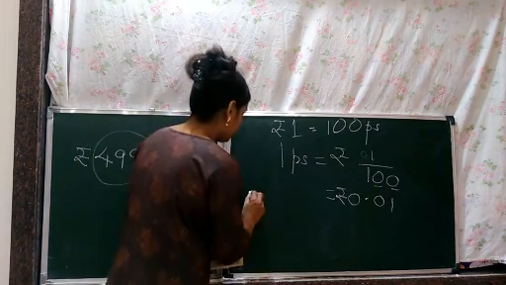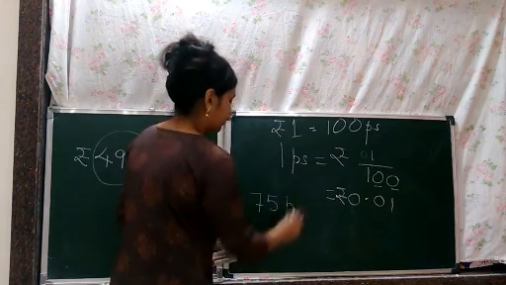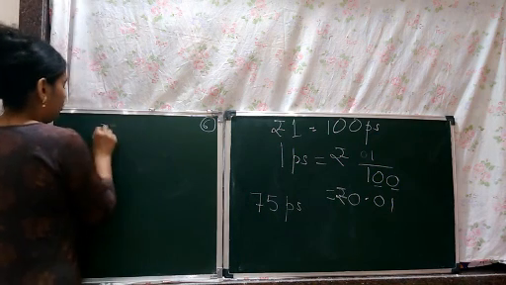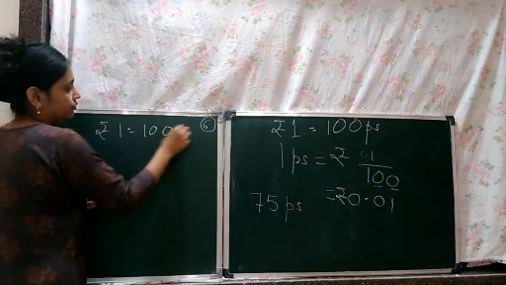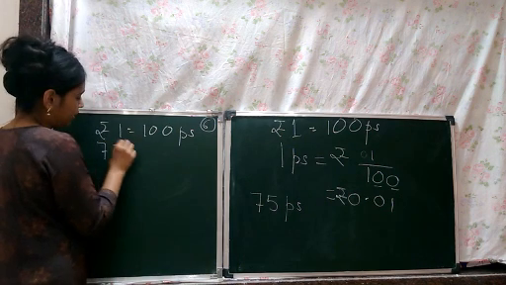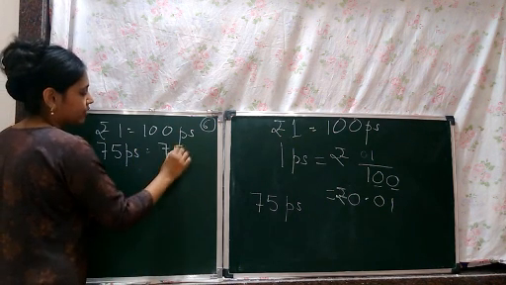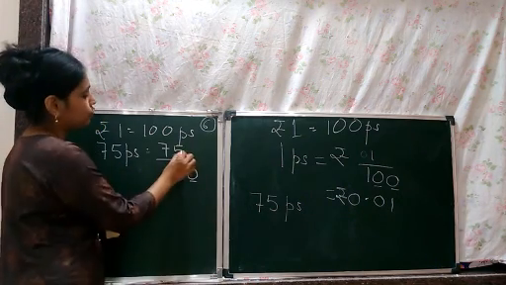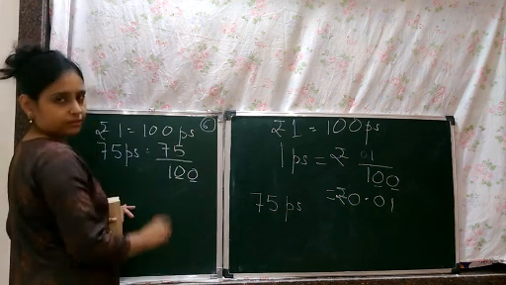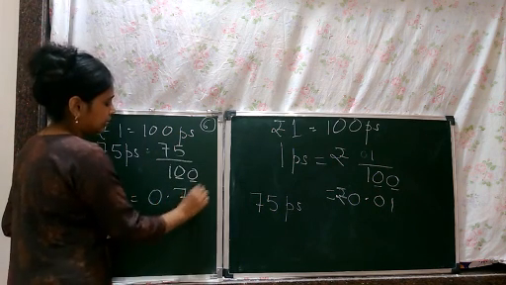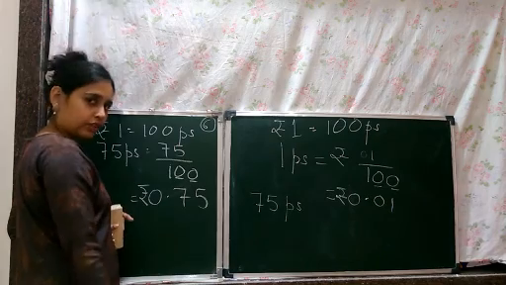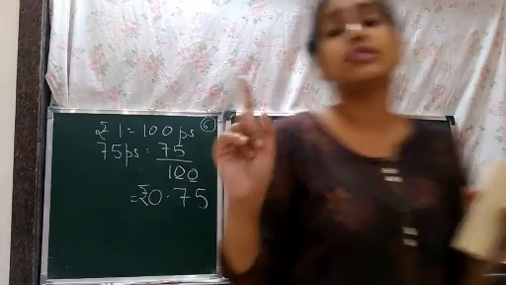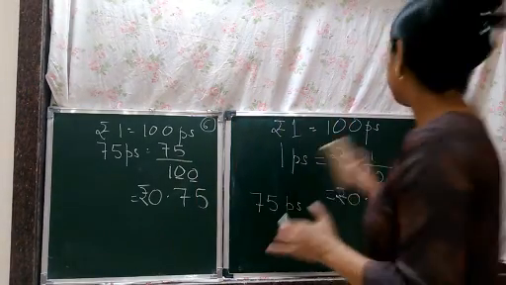Correct? Now let's take another example. Suppose you want to convert 75 paise into rupees. Once again, rupee 1 is equal to 100 paise. So 75 paise will be, once again, 75 divided by 100. Again, 2 zeros, so 2 decimal places. So it is 0.75 rupees. Correct?